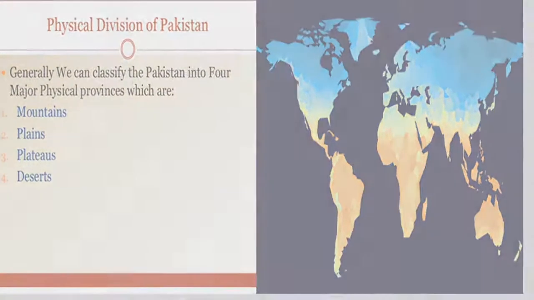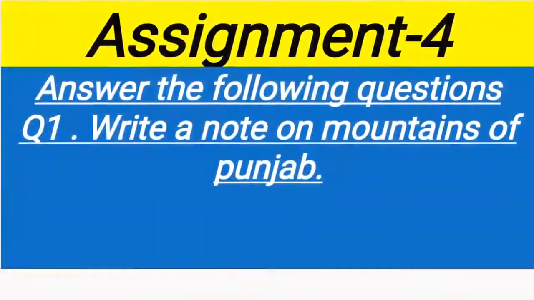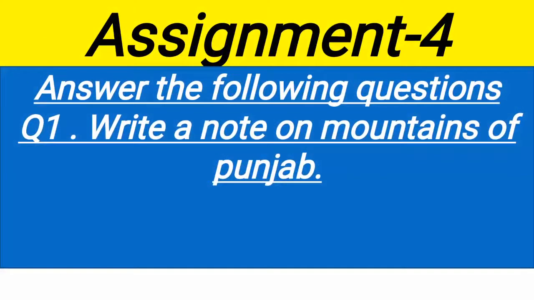Okay, so girls and guys, let's talk about your today's assignment number 4. What you have to do is write a note on the mountains of Punjab. Whatever you have studied on page number 30 in 5.2 Mountains, you have to write down in detail: which is the highest mountain of Punjab, and which mountains are called the Black Mountains, and you have to write a note on the Salt Range. I mean to say that all these points which I have told you are related to this answer. So you have to write down a note on the mountains of Punjab.